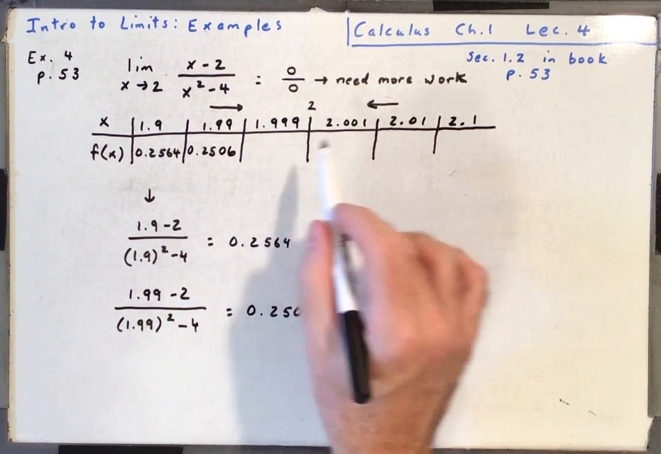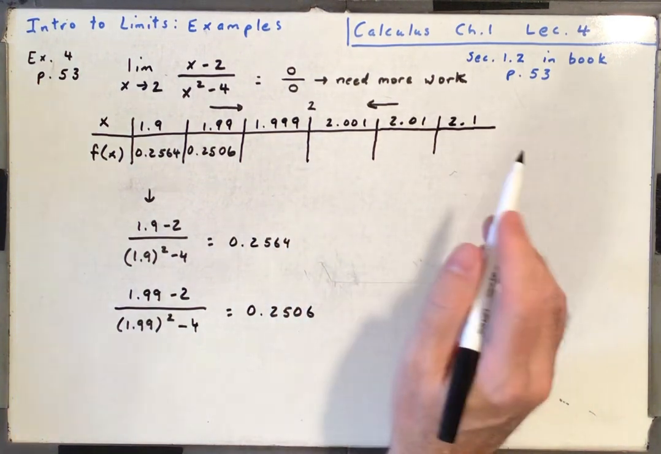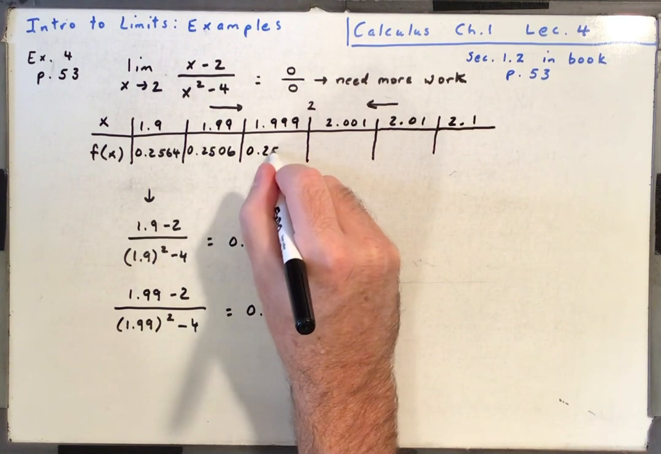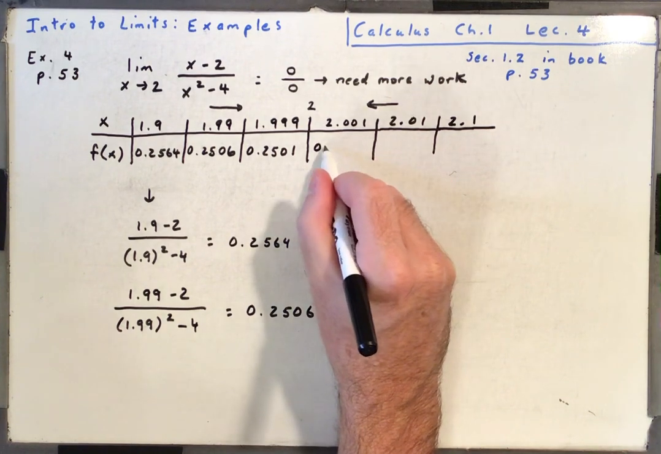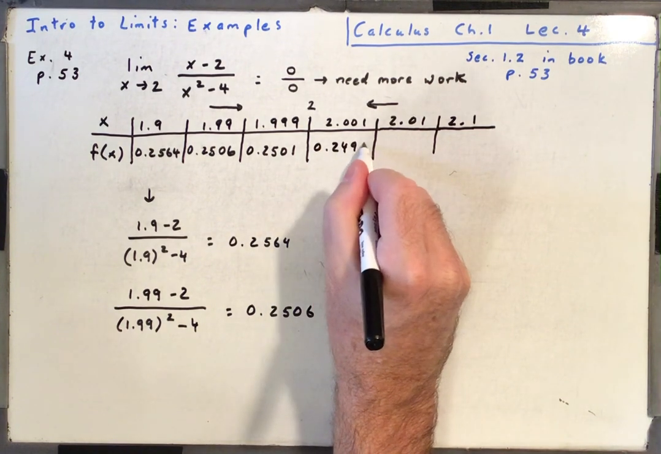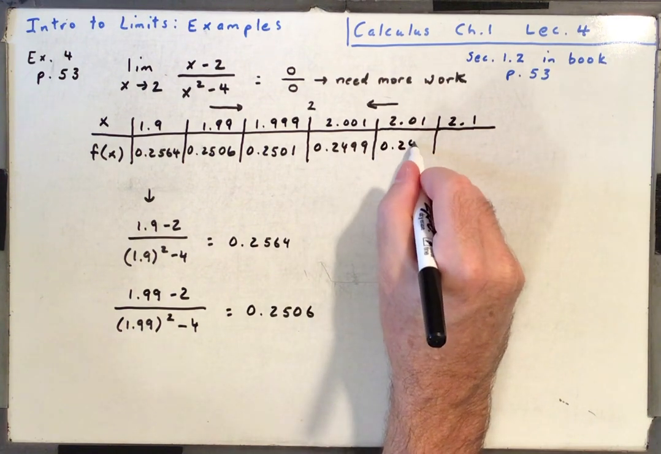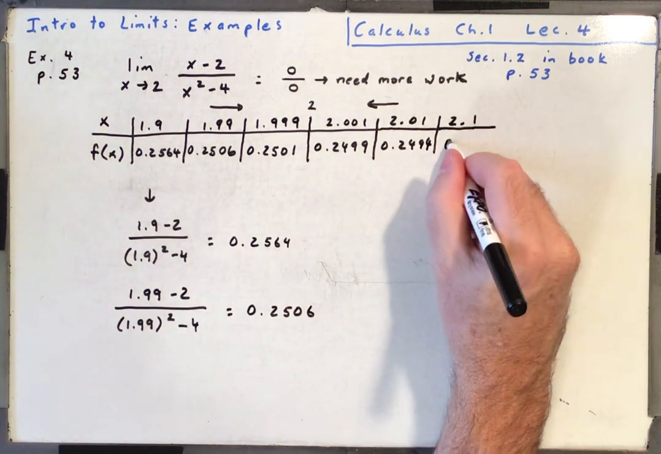All right, I'm going to do that for all of these. Plug in 1.999, plug in 2.001, etc. All right, you get 0.2501 here. 0.2499. 0.2494. And 0.2439.